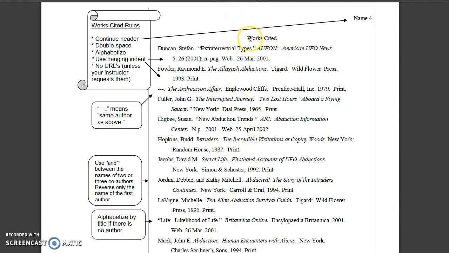As you can see, works cited is centered at the top, and this is at the very end of your essay, so it's going to be the last page. It should be on its own page. If your essay ends at half a page, you don't put your works cited page directly under that. Your works cited page should be on its own page.